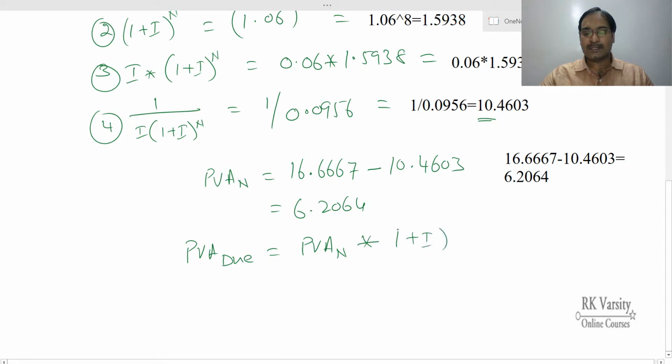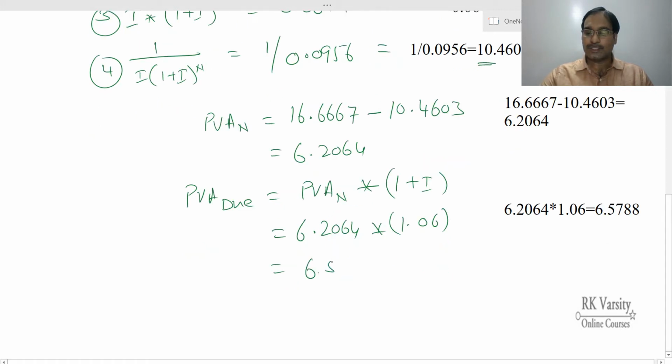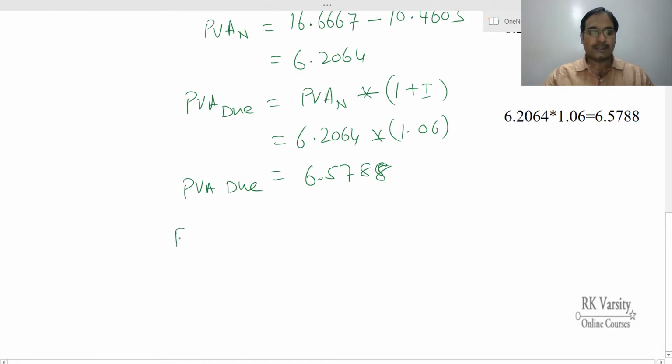Then your present value annuity due equals present value annuity at n, that is ordinary, times 1 plus i, so this equals 6.2064 times 1.06, and this is 6.5788. So this is your present value annuity due factor.